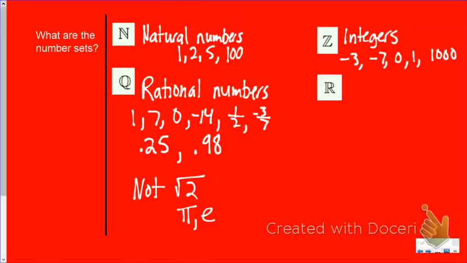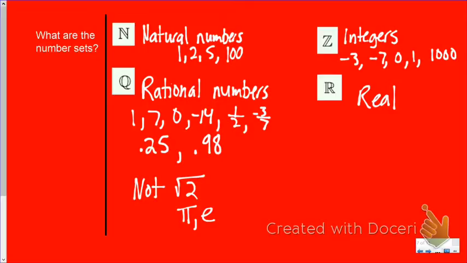Then the last set is that fancy R, which you're used to writing maybe for domain and range. That's the set of all real numbers. And that's just everything, as long as it's not imaginary. Okay, all real numbers. That includes rational numbers, it includes pi, it includes the square root of 2. It's everything from negative infinity to infinity.